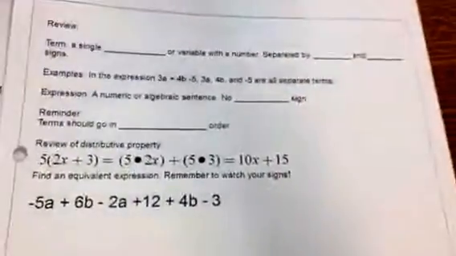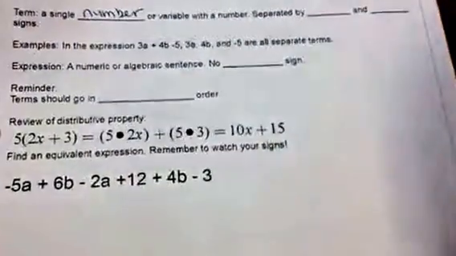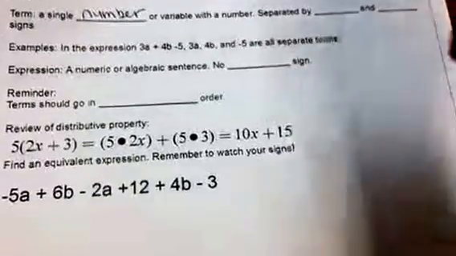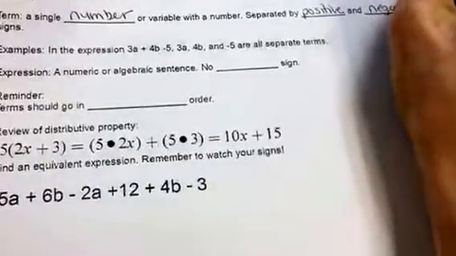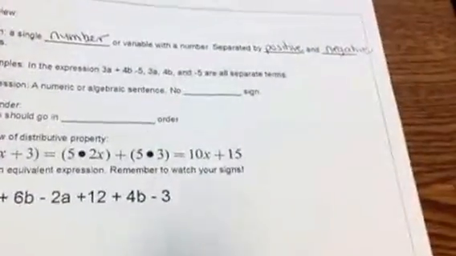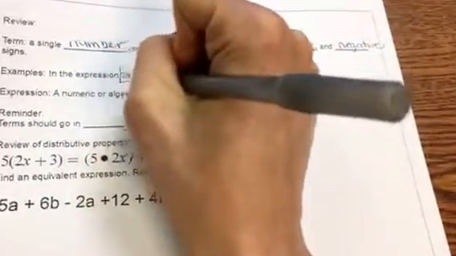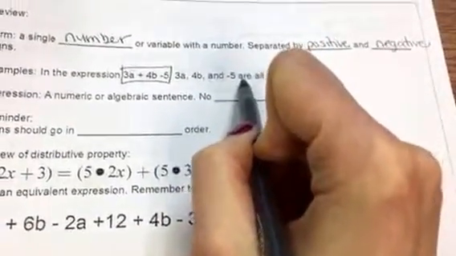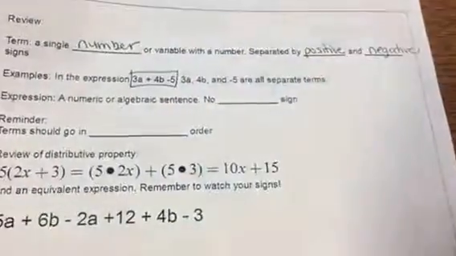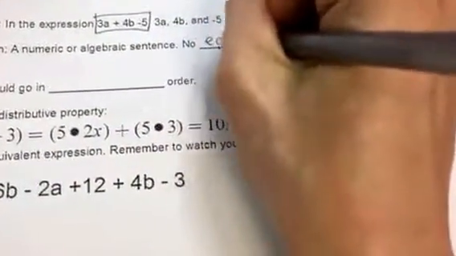Okay, so going over the notes for today. So here are just some reminders. So a term is a single number or variable that's attached to a number. So it's separated by positive and negative signs is what separates terms from each other. So if I have this expression right here, then you can see that 3a is a term, 4b is a term, and negative 5 is a separate term. An expression is a numeric or algebraic sentence that doesn't have an equal sign.